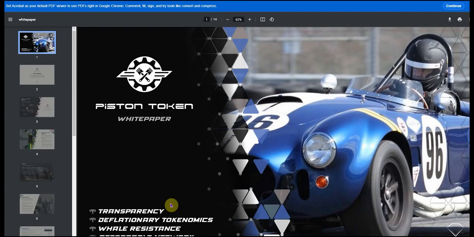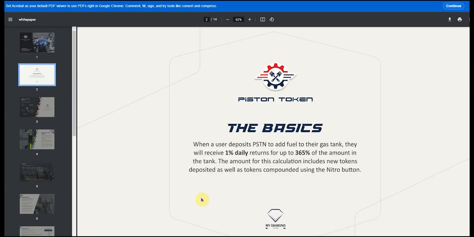Okay, white paper. Like I said, I already recorded this once, so we'll go through this a little bit faster than I did last time, and I'm sorry you guys are missing out. Piston Token has this super cool race theme. It operates extremely close to the way Drip operates. So when a user deposits Piston to add fuel to their gas tank, they will receive 1% daily returns for up to 365% of the amount in the tank. The amount for this calculation includes new tokens deposited as well as tokens compounded using the nitro button.